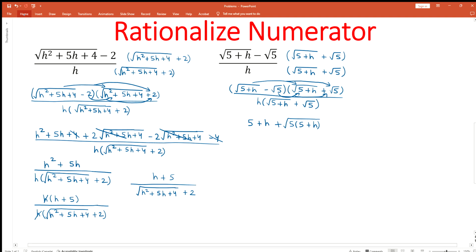Next, we should multiply negative square root 5 by square root of 5 plus h. I get minus square root of 5 times 5 plus h. Next, we should multiply negative square root 5 and positive square root 5. I get negative square root 25. We should keep the denominator expression as it is.